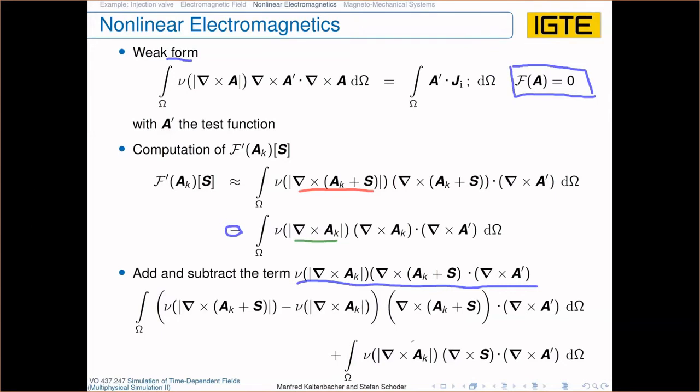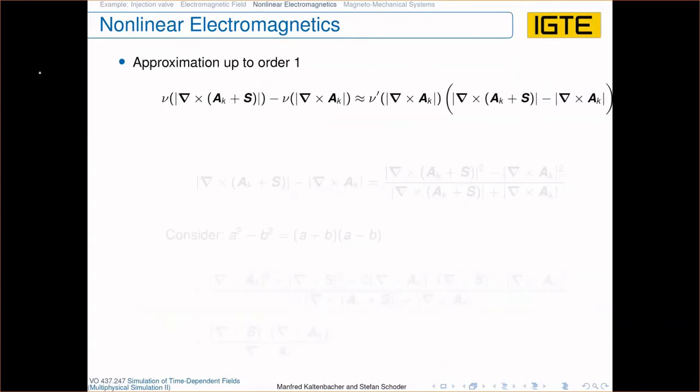And this term, what we had here, cancels out due to the fact that we add this strong term here, and we have the curl of AK plus S is the curl of AK plus the curl of S. Okay, so now we need a closer look at this term here, and this term we will evaluate in a Taylor series as shown here.